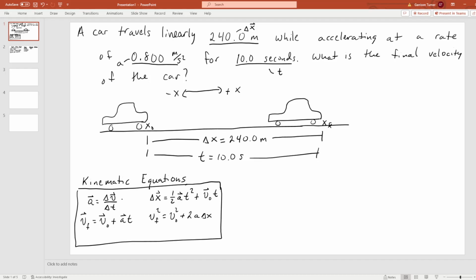So I'm including the definition of acceleration here, but from your kinematic formulas, you have the definition of acceleration. You have v final equals v initial plus at. You have delta x equals 1/2 at squared plus v naught t. And you have vf squared equals v naught squared plus 2a delta x. Now note, the first three are vector equations, and the last is a scalar equation.